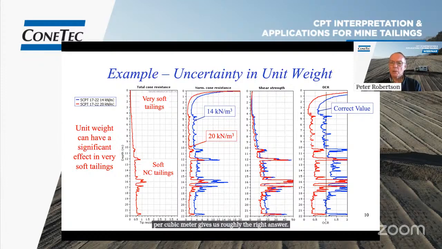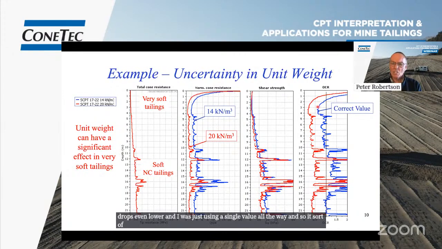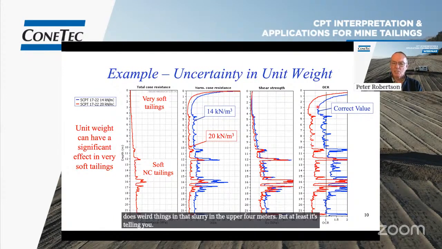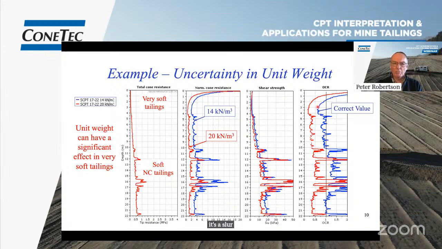Don't worry too much about the upper 4 meters, and that's because it's a slurry and the unit weight drops even lower. And I was just using a single value all the way. And so it sort of does weird things in that slurry in the upper 4 meters. But at least it's telling you it's a slurry and very soft.